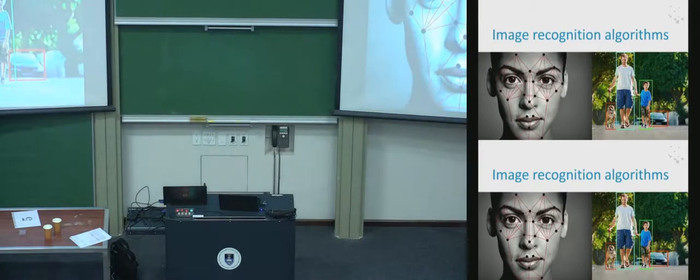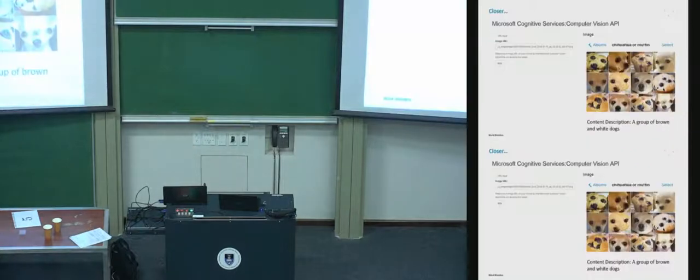So onto the image recognition algorithms. They've got pretty good. I think a lot of you have seen these. As humans, we're very good at picking out the chihuahuas from the blueberries. Some are more difficult than others. And Microsoft's API isn't bad: a group of brown and white dogs. We can see an image, and your brain can process that extremely quickly.